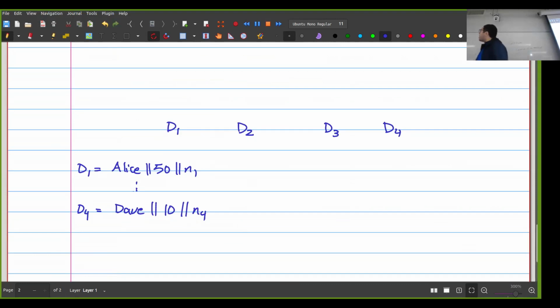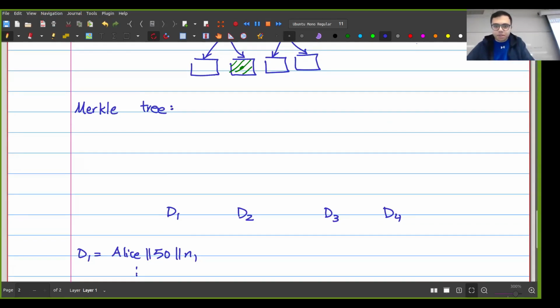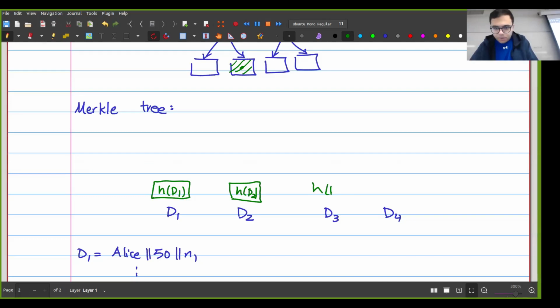Okay, I want to create a binary tree that contains all of these pieces of information, D1 to D4, kind of as its leaves, but not exactly. So here's what I'm going to do. I'm going to create a leaf for each one of these. I'm going to create a node in my tree, and in this one, I'm going to put the hash of D1. In this node, I'm going to put the hash of D2. Similarly, I'll put the hash of D3 and the hash of D4.